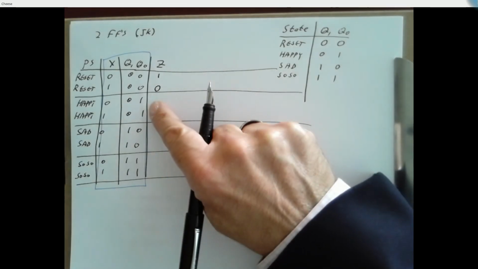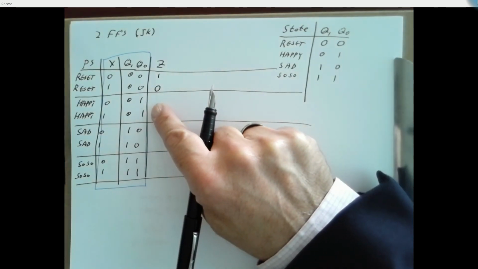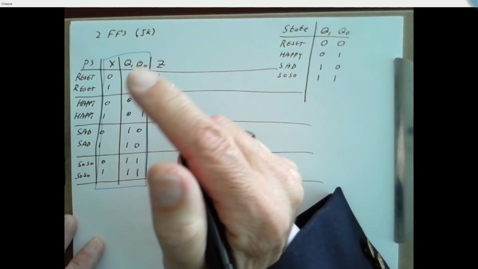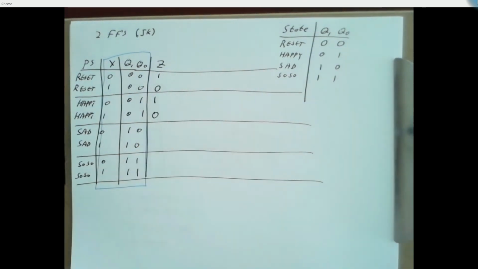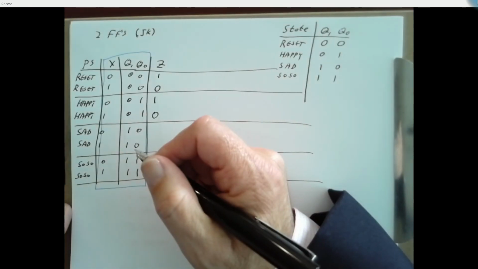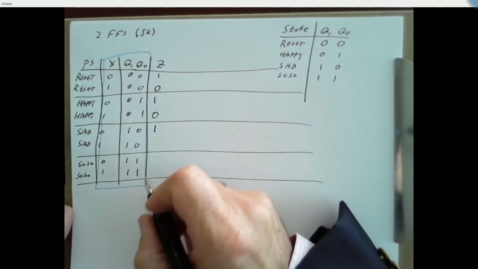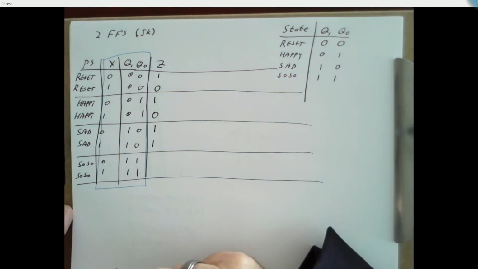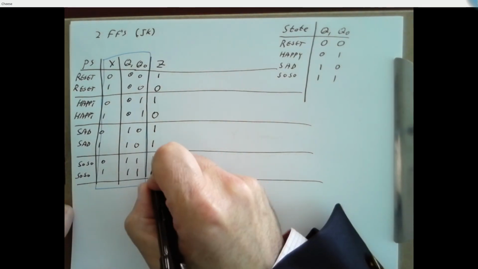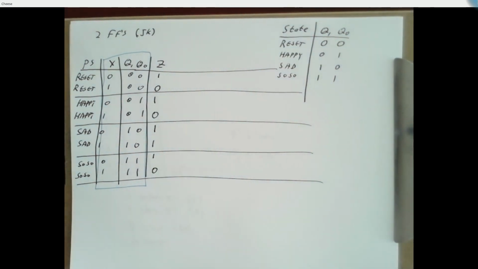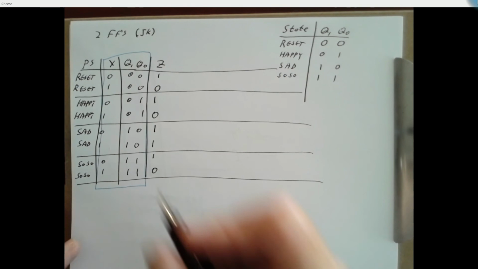So what if you're happy and your input is 0? What's your output? 1. And if you're happy and your input is 1, right? So there's the 1. Input is 1, output is 0. If you're sad and your input is 0, output's 1. That's on the upper right. Sad and the input is 1. Your output is also 1 there. And if you're so-so and the input is 0, output's 1. So-so and input of 1 is 0. That's this one right there. Output of 0. All right, you got your Z filled in. We're almost done.